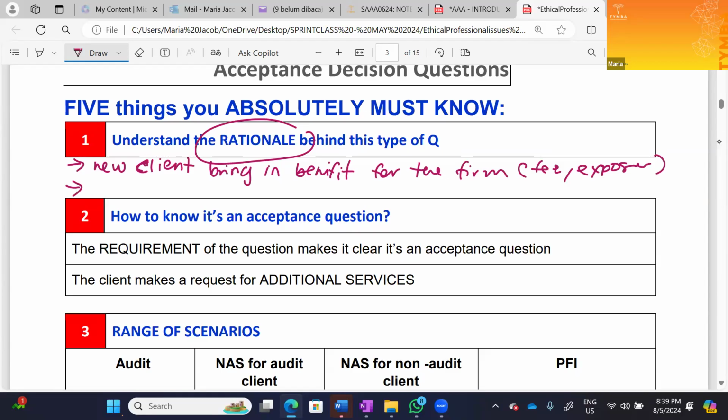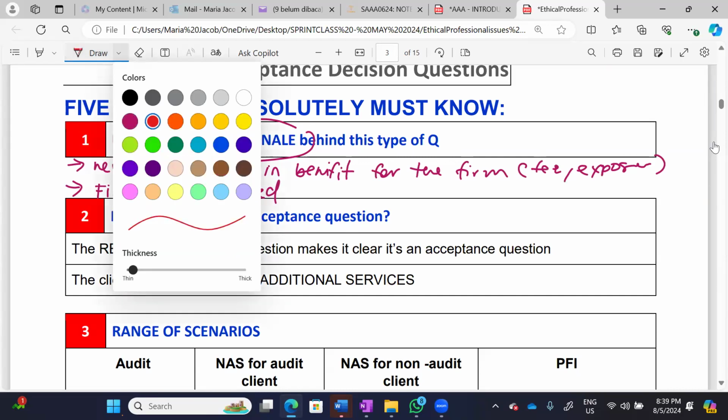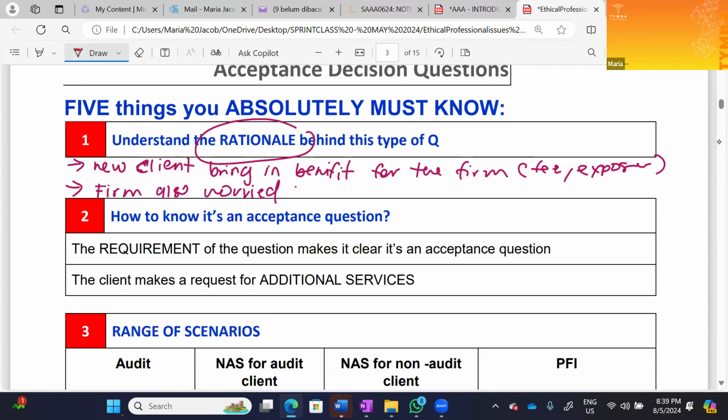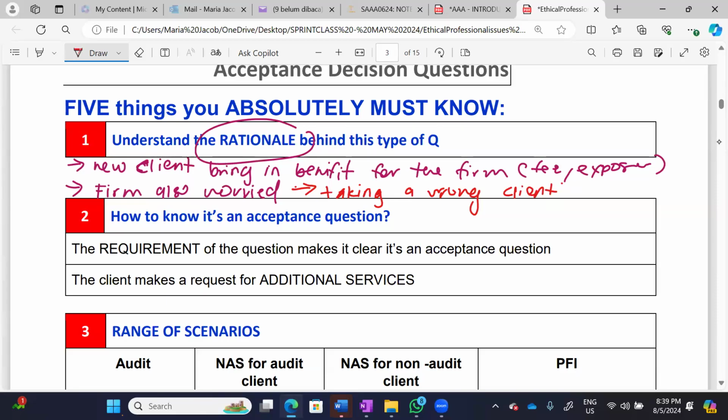Now with that, the firm will also be worried. Would you be worried that you get a bad boss? Of course. Even though it's a high paying job, you will be worried, how is this boss going to treat me, right? Similarly, the firm will be worried about taking a wrong client. So these are the two rationales that they want you to think about.